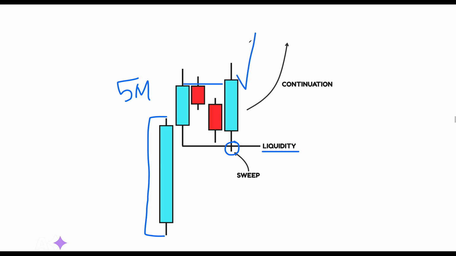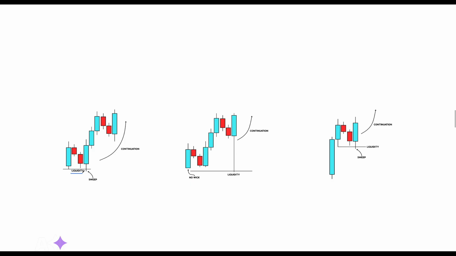I'm looking for a continuation and my entry model. So now that we understand a little bit better what exactly liquidity looks like and how we can use it to confirm our continuation strategy, we also want to see what it does after it taps liquidity, okay? A key part of this is I'm always looking for a candle close. In this case, I'm looking for buy continuations because I'm overall bullish on price.